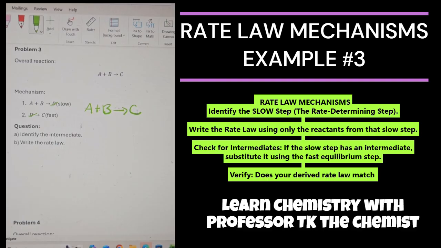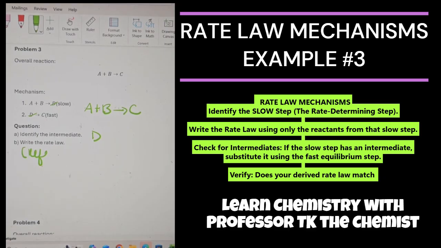Okay? The slow step controls the rate. All right? Remember that. The slow step controls the rate. The slow step involves A and B. Okay? And as you can see here, the D that was formed in one step and used in another step is called the intermediate. So the intermediate is D. Again, the rate law comes from the slow step.